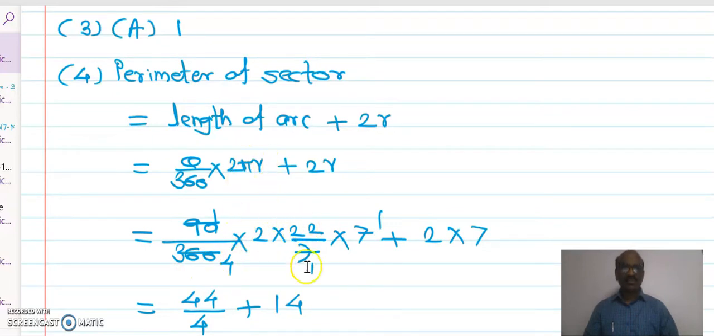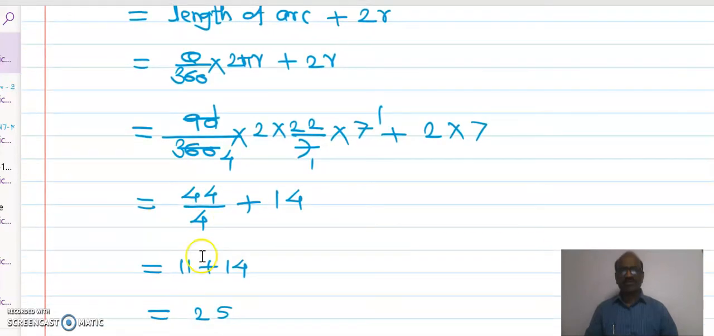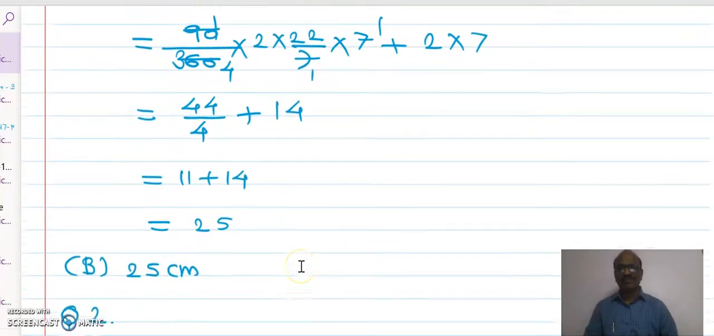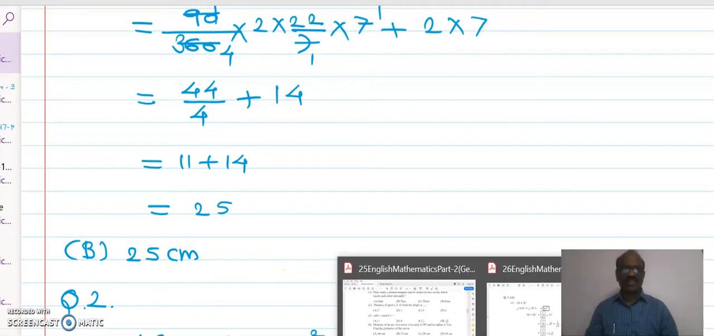The value of pi is 22 upon 7. The value of r is 7, plus 2 into 7. If you perform the calculation, you will get 44 upon 4 plus 14, which equals 11 plus 14, and that equals 25, which is 25 centimeter. Now we'll see the next question.